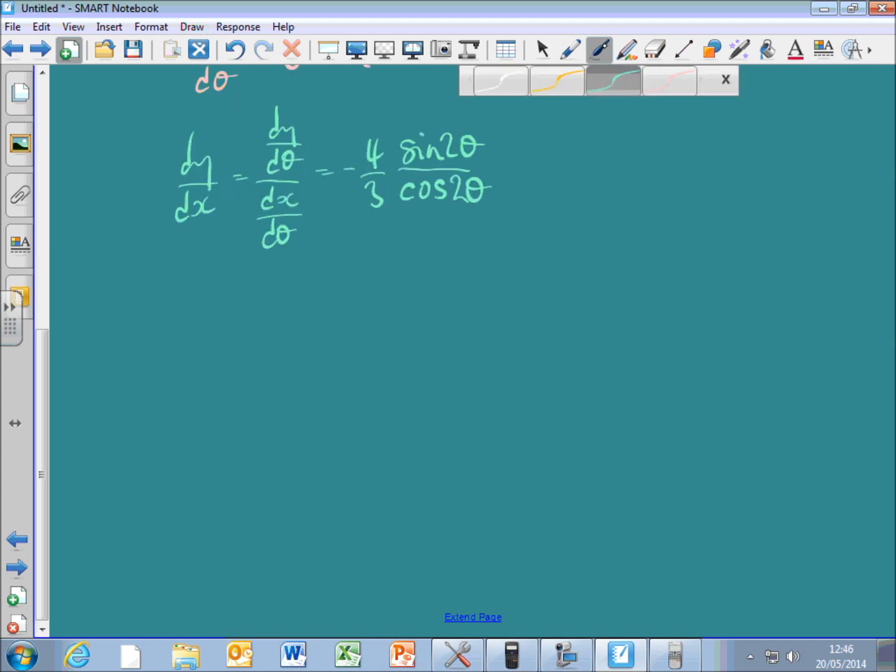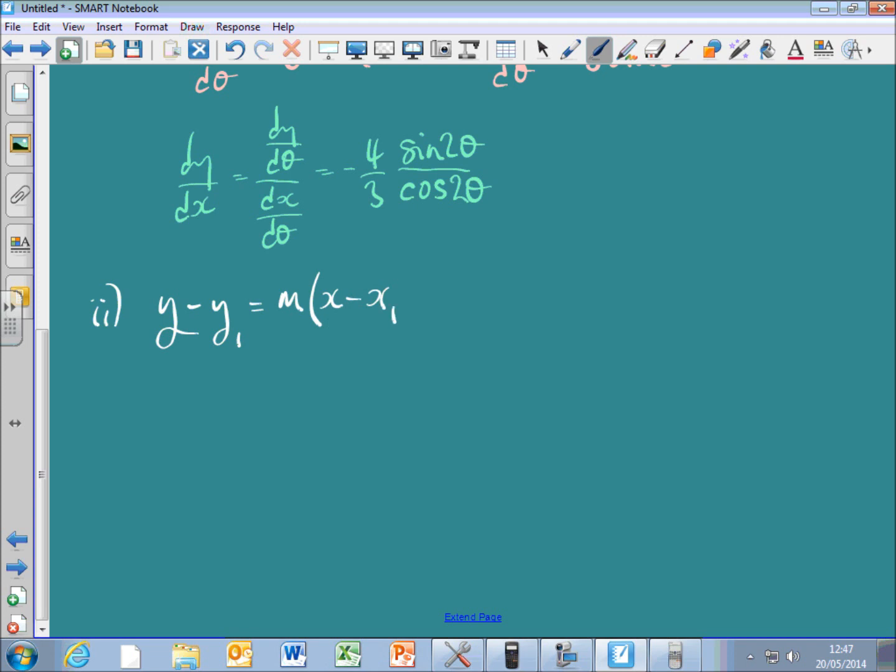Okay, and then for part BII, it's asking us to find the equation of the tangent when cos theta equals 3/5, which is what we had before. So to do that, I use the line equation. I need a y value that the line goes through, I need the gradient, and I need an x value that the line goes through. So let's just work those out.